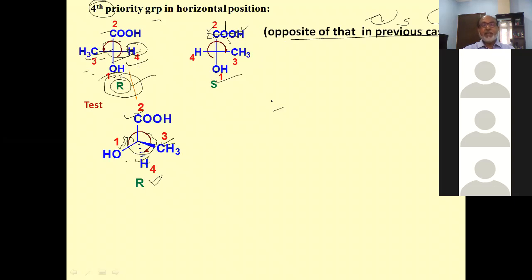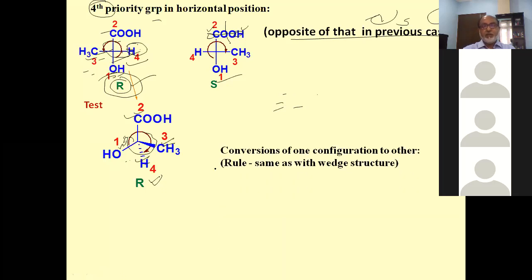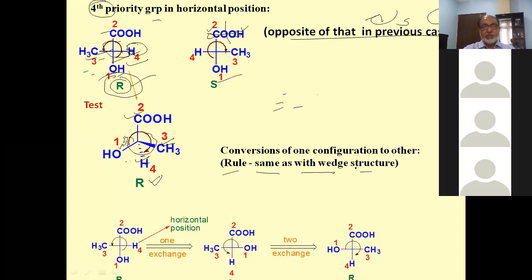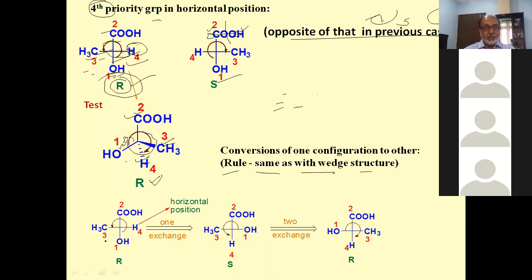Now let us see that exchange rule. Exchange rule, same as what we have done with the wedge projection. One exchange means opposite, two exchange same. So conversion of one configuration to the other, rule same as with the wedge structure. So here, just see, this is R. With one exchange, it has become S. Two exchange, it has become R.